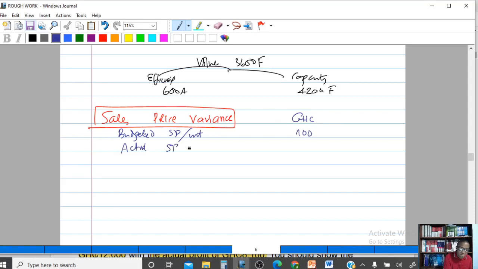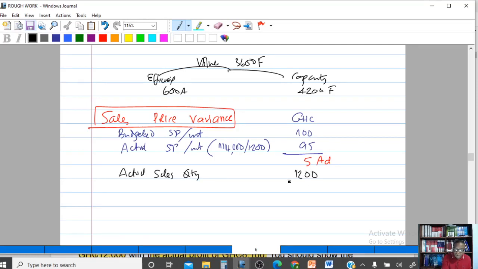Actual selling price per unit. Don't forget we sold 114,000 for 1,200 units, and so that was 95. Is that good news? No. Why? Because we set out to generate a revenue of 100 each, and now we have 95. So effectively this is 5 adverse. So the actual sales quantity of 1,200 gives us 6,000 adverse in monetary terms.